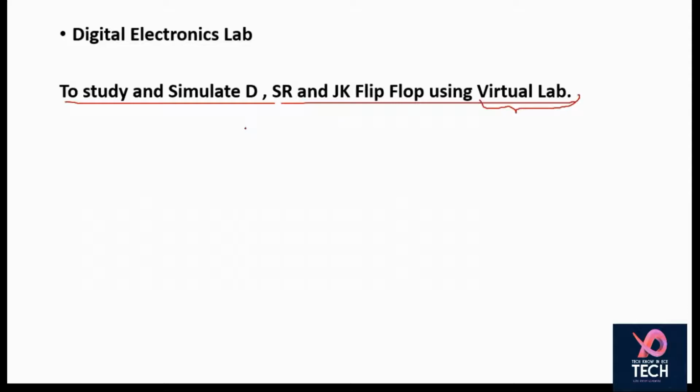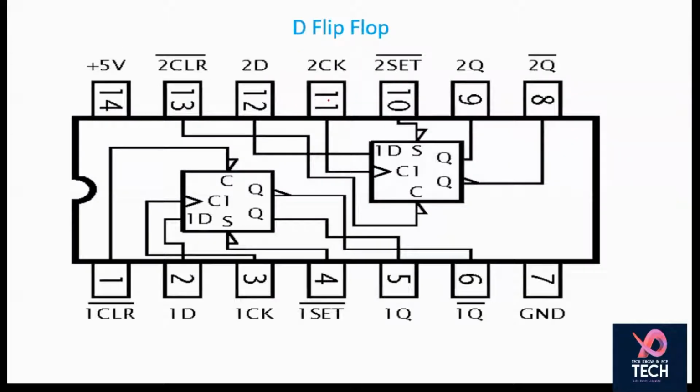So what is the scenario, how are we actually going to do that? First we will study the individual ICs, and later on in the virtual lab we will try to verify those ICs. The circuit is there, we are just supposed to verify the truth table. So number one is the D flip-flop. This is being extensively used.